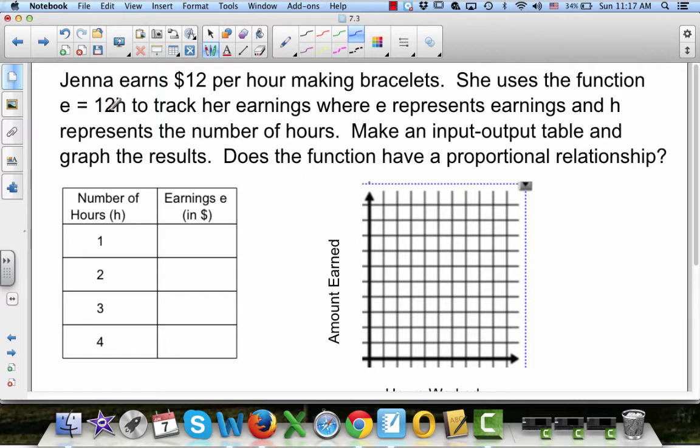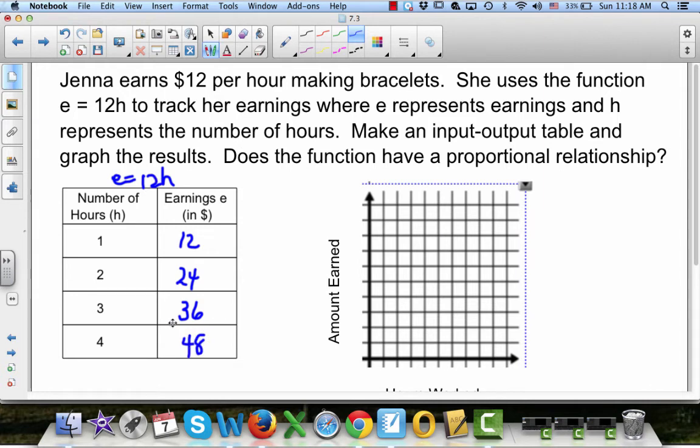We've got E equals 12H. And here we've got H is 1. So 12 times 1 will give us 12. E equals 12H when H is 2. That will be 12 times 2 gives us 24. 3 times 12 gives us 36. And 4 times 12 gives us 48. So that's our input-output table.